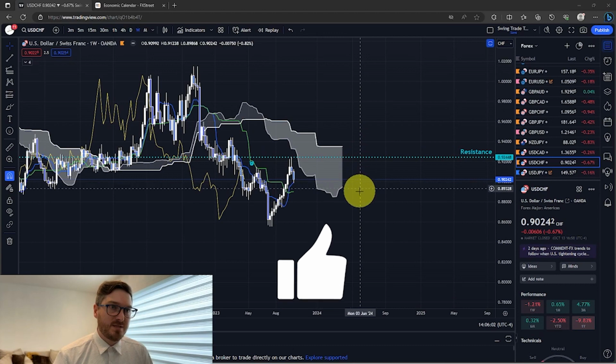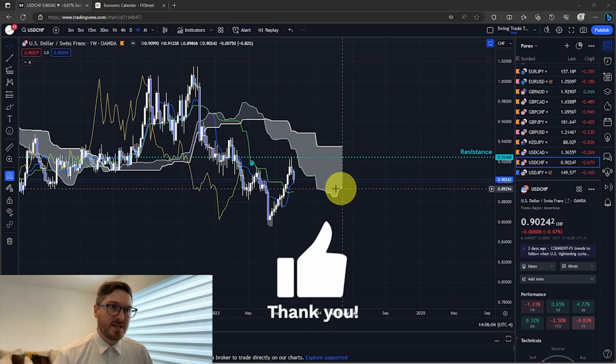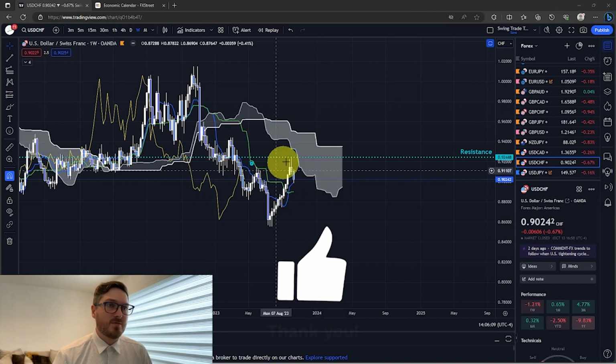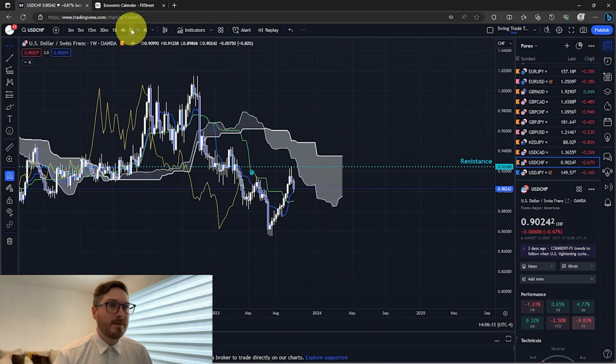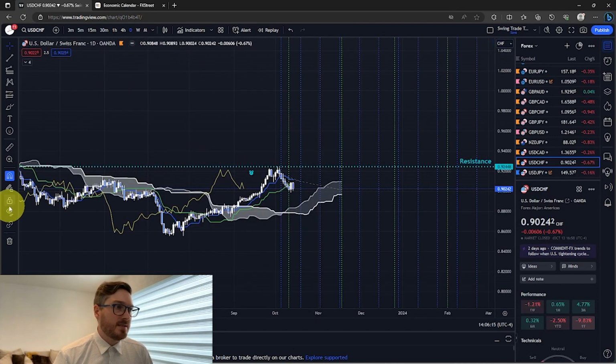Senko span A is pointing up a little bit, but it's kind of flat. Kijun-sen and Tenkan-sen are both pretty flat. So this is just going to be an overlapping ranging market here on the weekly. But let's look at the daily chart.